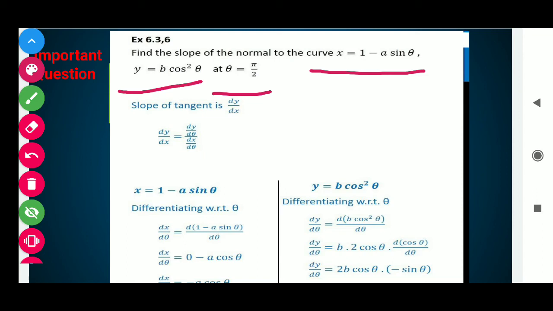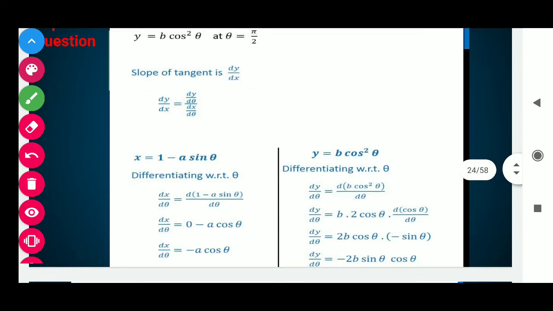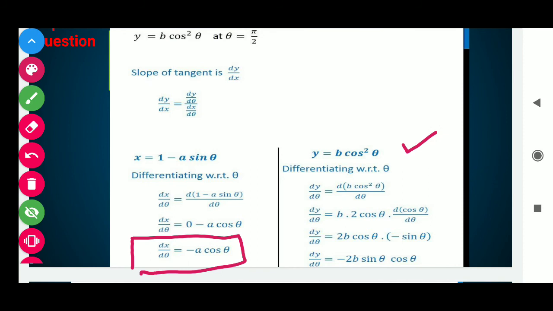So first, find the derivative of x with respect to theta. dx over d theta: the derivative of 1 is 0, minus a as it is, and the derivative of sin theta is cos theta. In this way, we get dx over d theta equals minus a cos theta. Similarly, y equals b cos square theta, do its derivative. b is constant, the derivative of cos square theta is 2 cos theta, and the derivative of cos theta is minus sin theta. In this way, we get dy over d theta equals minus 2b sin theta cos theta. You can also write 2 sin theta cos theta as sin 2 theta.